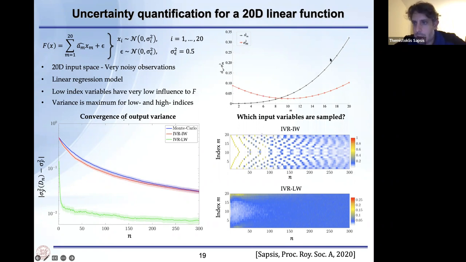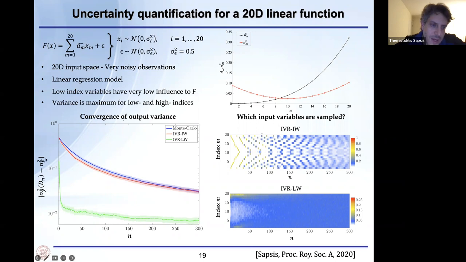High index inputs are the ones that dominate the output. And the variance of its input variable is shown with red, okay? So this is how things work. We basically want to identify samples. We collect samples based on the acquisition functions I described and try to see what causes the fastest convergence.